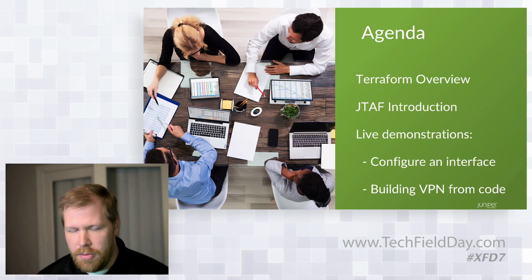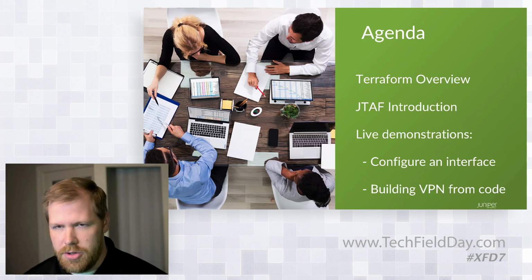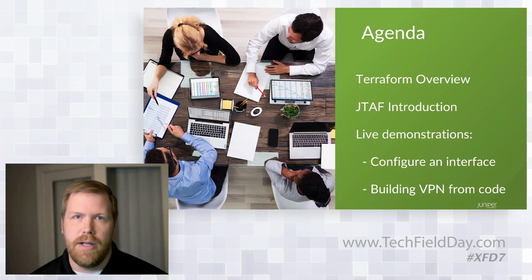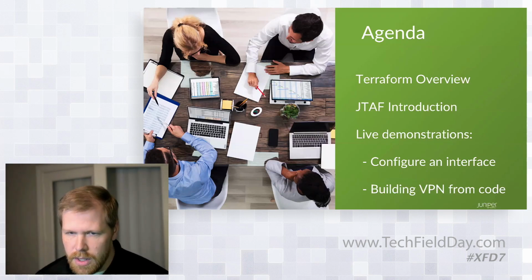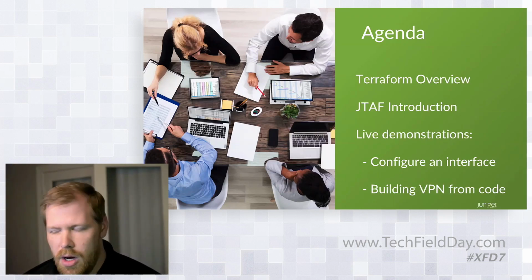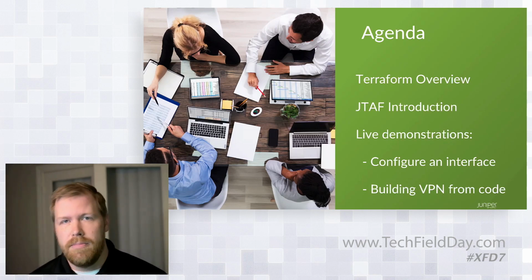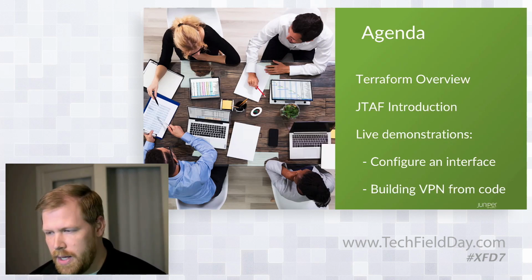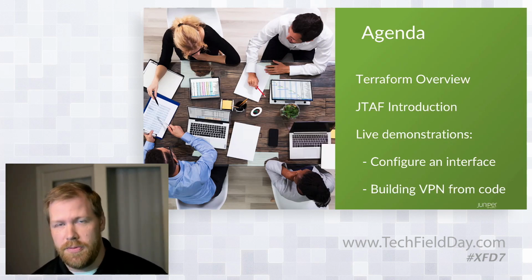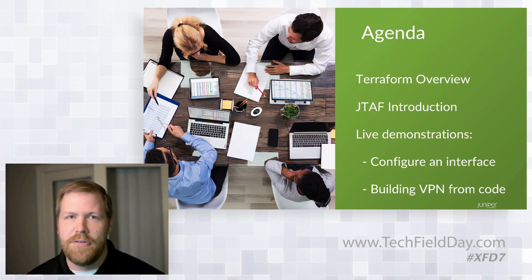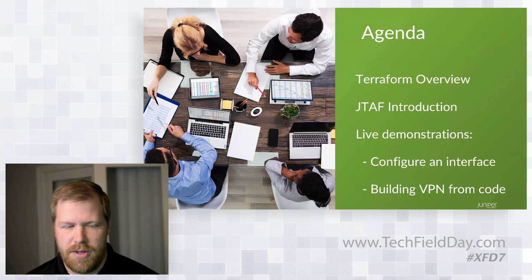So after our brief overview of Terraform, we're going to introduce JTAF and explain the role that it plays within an automation workflow. And then we'll wrap up with a couple of live demonstrations. We're going to start with something simple. We'll talk about building a configuration for an interface. And then we'll transition to something much cooler, a security-focused element of building a policy-based IPsec VPN in between two firewalls. And if you've ever built a VPN between two firewalls before, you'll know that there's well over 50 different elements that can be configured within these policies. So it's just a premier example of using automation for these types of use cases.